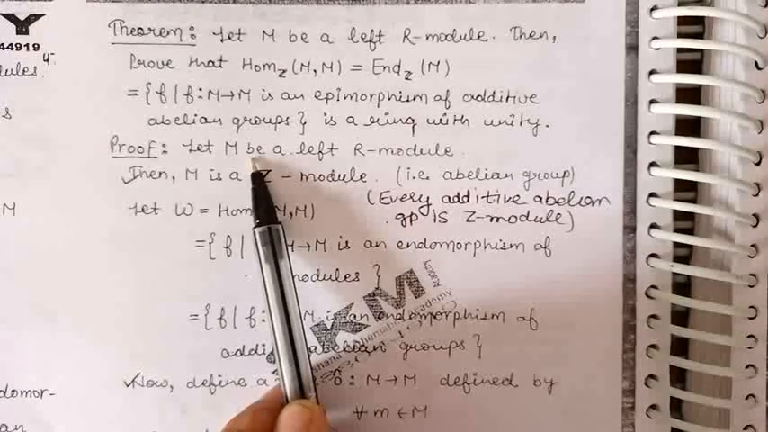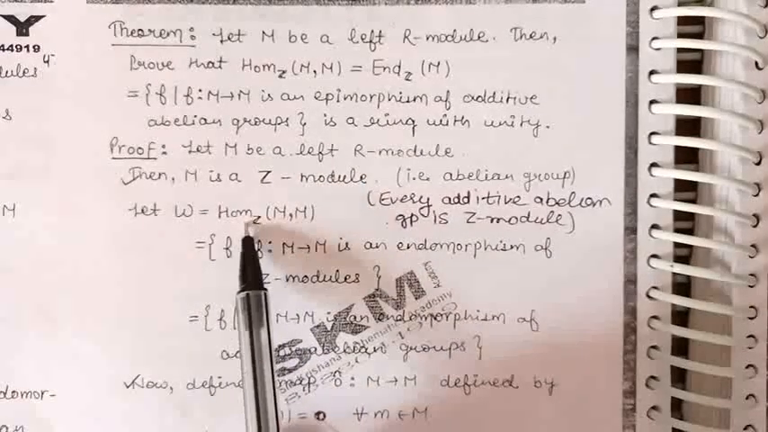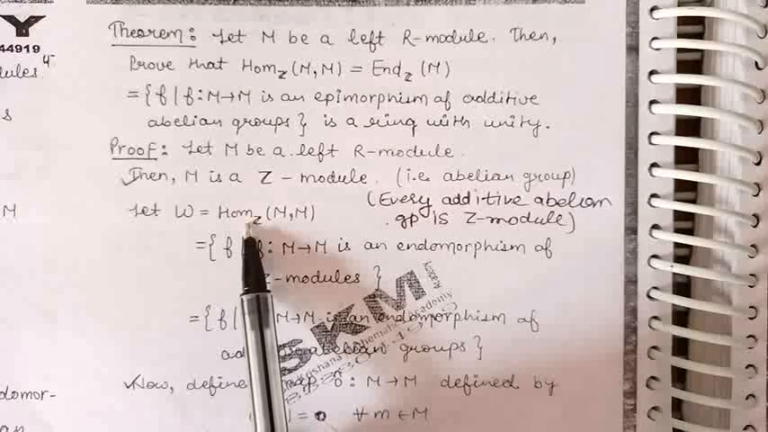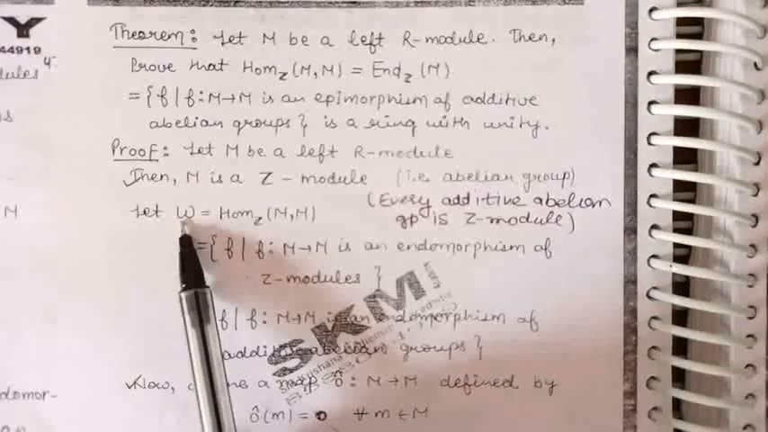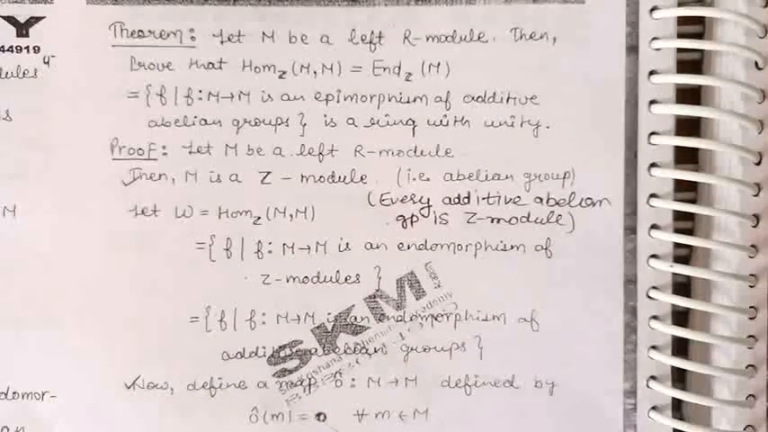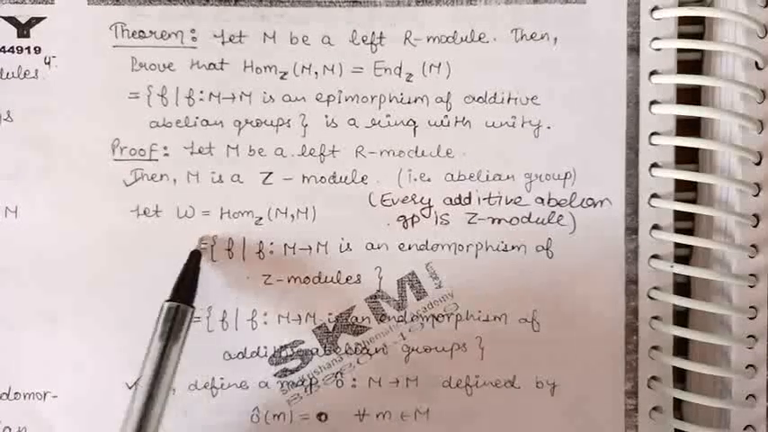We already discussed in the examples of modules that every additive abelian group is a Z module. Now because M is a left R module, it is an additive abelian group. So we can say that M is a Z module. Now let us denote the set of all the endomorphisms of M over Z by the notation W. Now we are to prove that this W is a ring with unity.